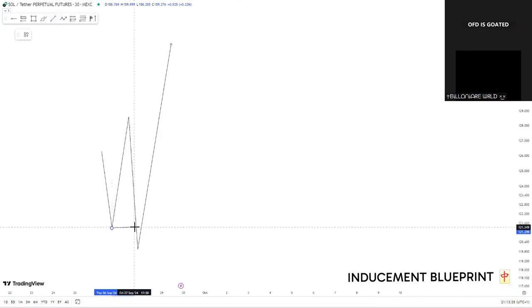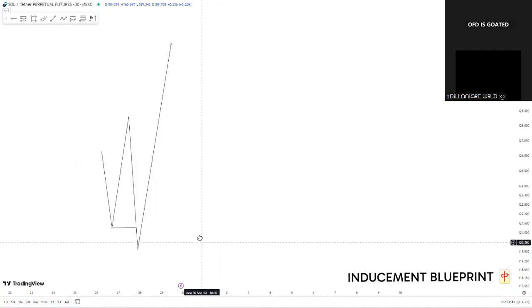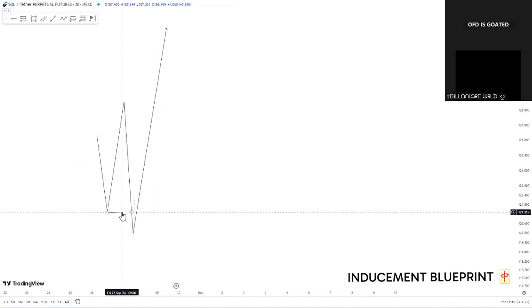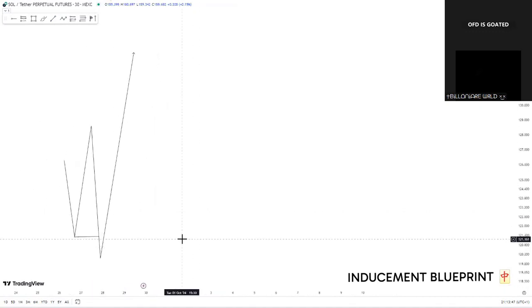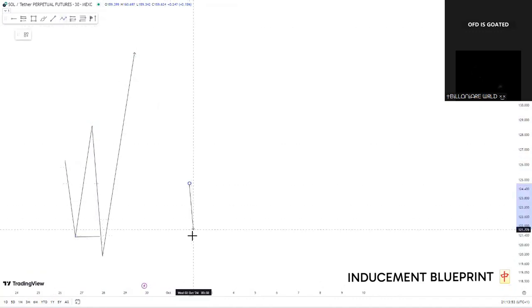So this is a sweep of liquidity. This sweep of liquidity comes in three ways. We have the sweep of a low, we have the sweep of wicks, and then we have the sweep of double tops or double bottoms. Are you getting me? So let me just explain what I'm saying. Let me start with double bottom.